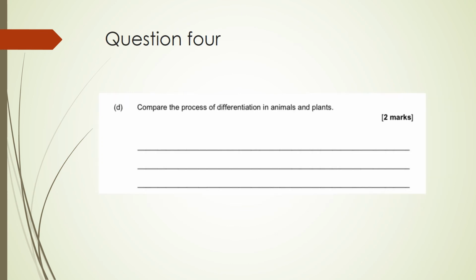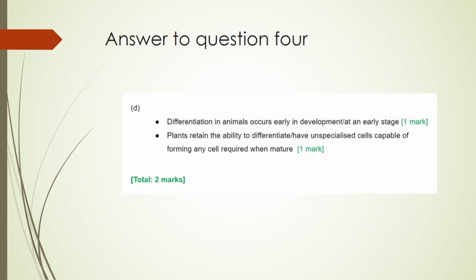Okay, question 4. Compare the process of differentiation in animals and plants. Okay, pause the video. Differentiation in animals occurs at an early stage of development. Plants retain the ability to differentiate, and have unspecialised cells capable of forming any cell required when mature.